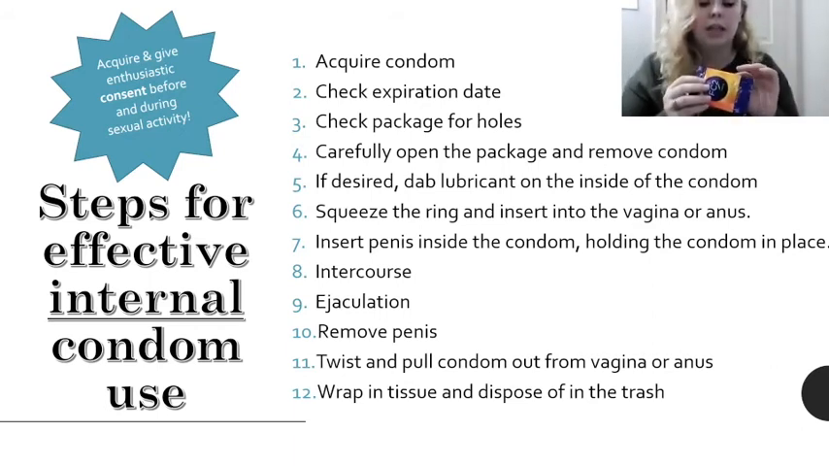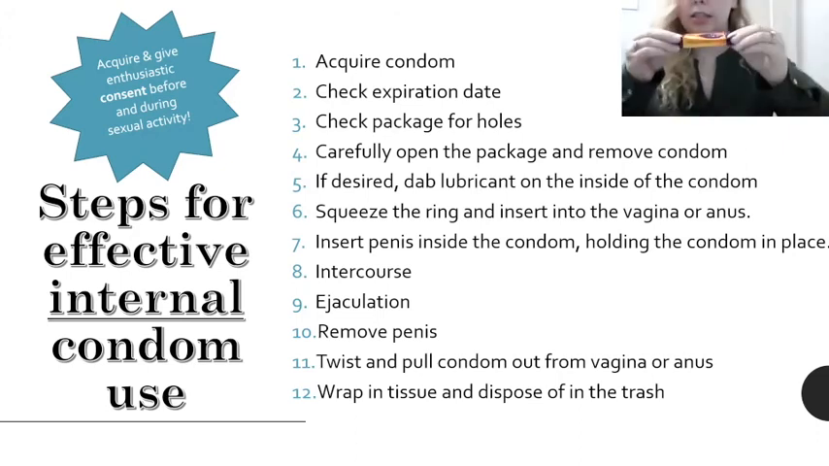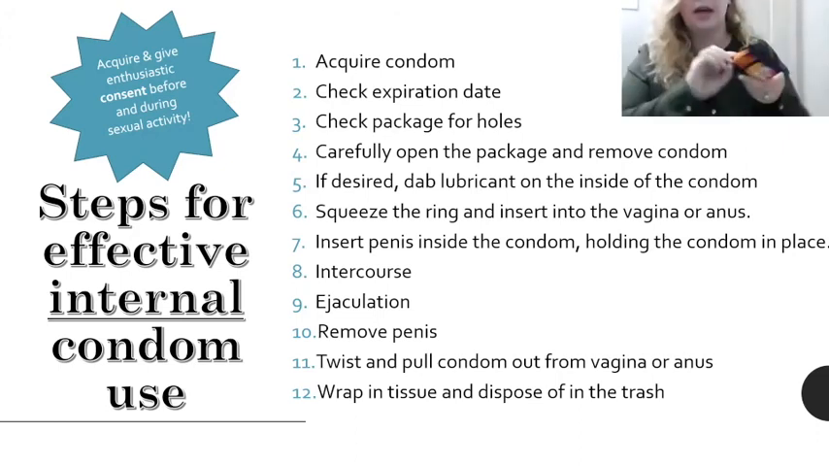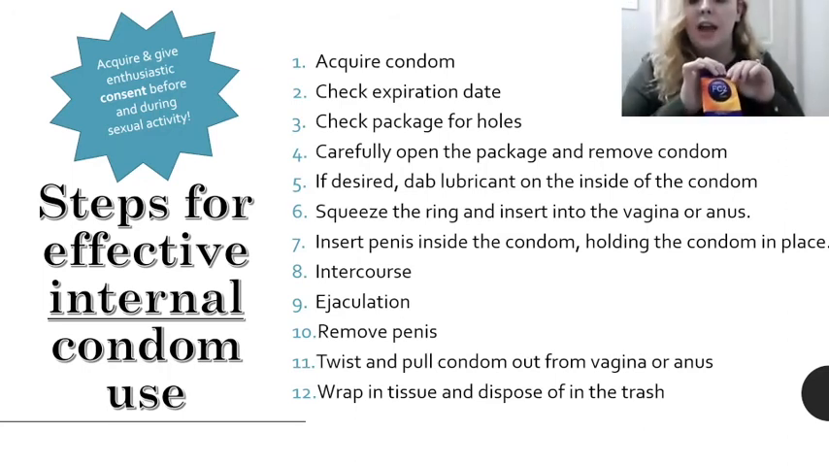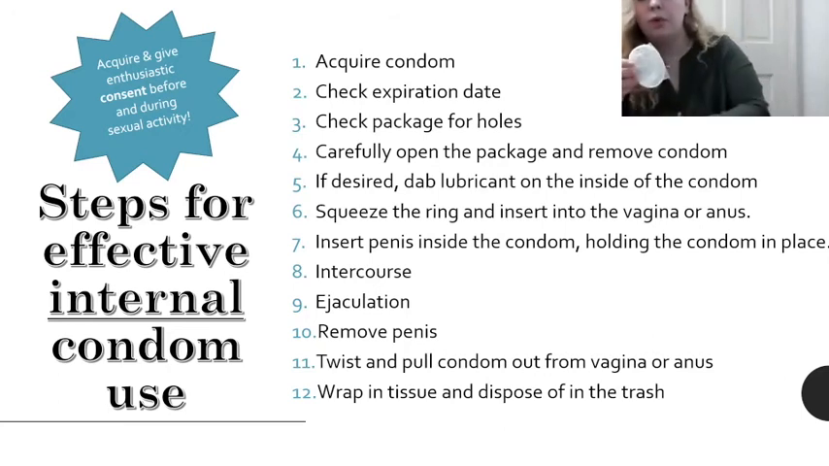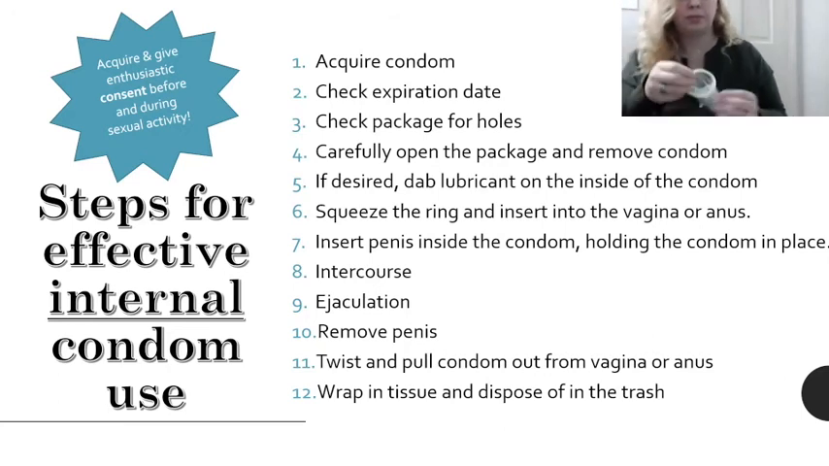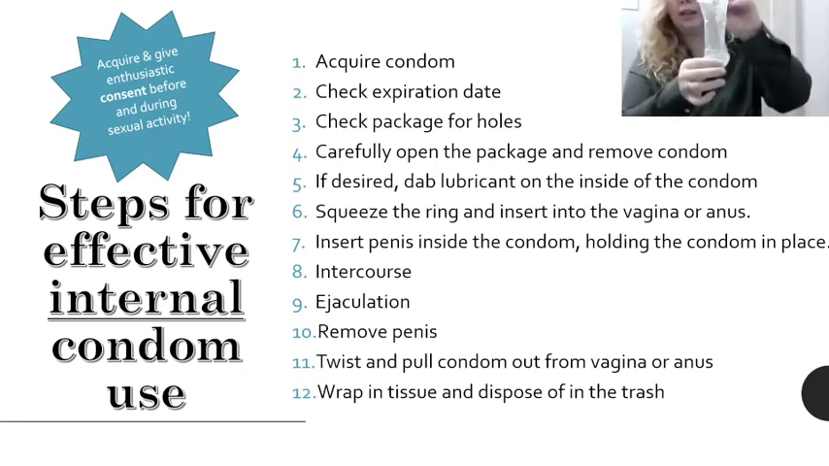You're going to want to check the expiration date again. On these, the expiration date is actually in the side pocket, so you can just open that up and check. And you're going to want to do the same thing, check and make sure that there are air bubbles in here, that there are no holes or anything in there. Then you're going to carefully open the package the same way as the external condom. Push it to the side and tear, not with teeth or scissors. And then you'll remove the condom from the package. And so it looks like this. You can see it's got a ring on each end.